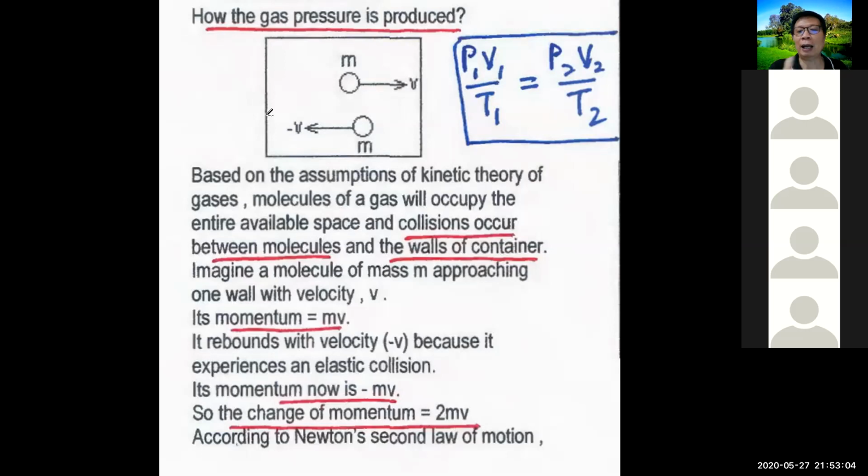Okay. I want to ask you one more question. They collide with the wall and produce pressure, correct or not? What about the collisions among themselves, when a gas molecule collides with another gas molecule? Can this produce pressure or not?